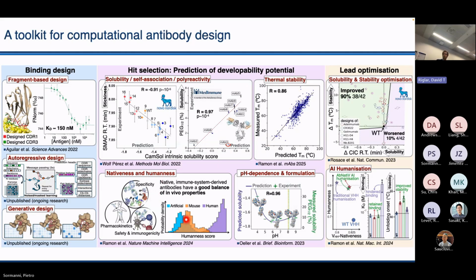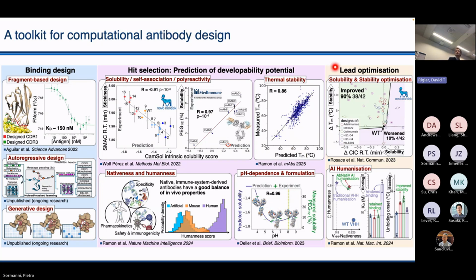This story is the next story I'll share with you about nativeness. Here is a generalization of our solubility prediction. Now the prediction is the blue line and the experiments are the red markers. And this is solubility as a function of pH, which is a critical parameter for formulation. So we can predict it also rather accurately. And this is an IgG4 human antibody.